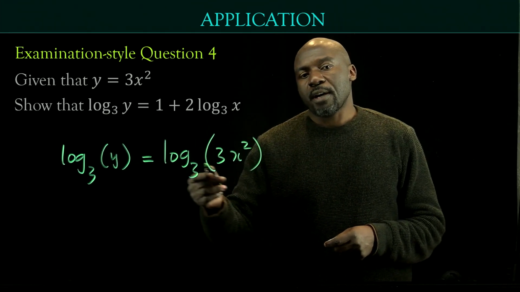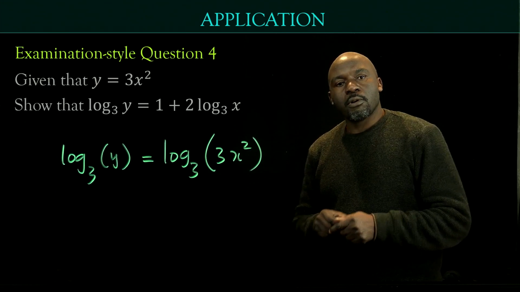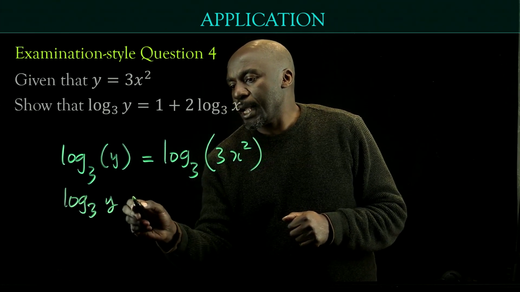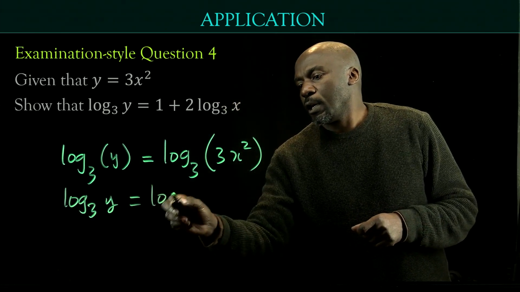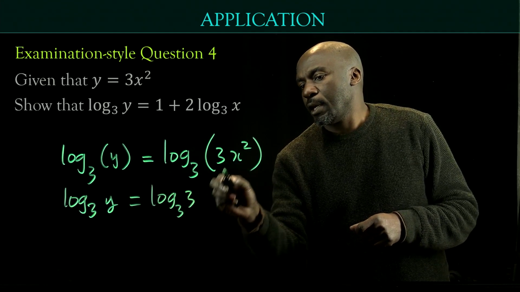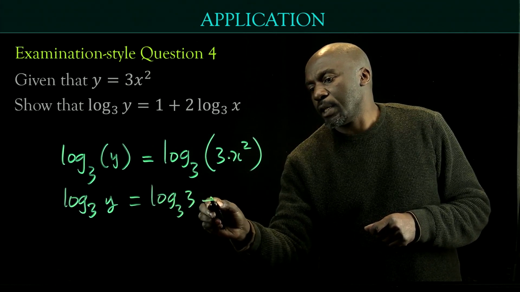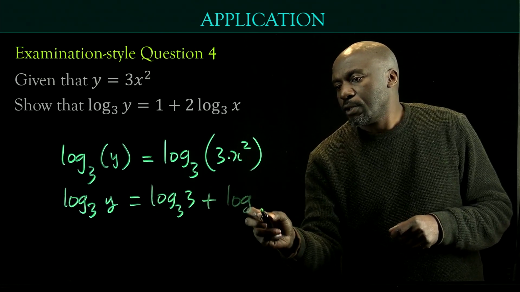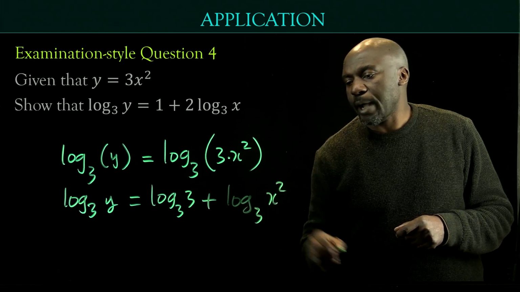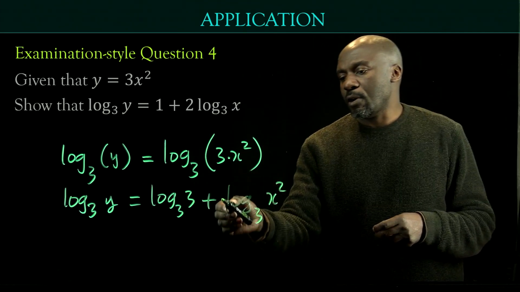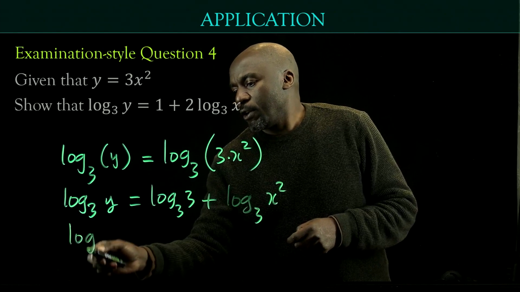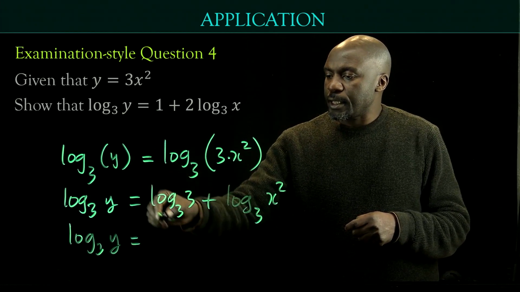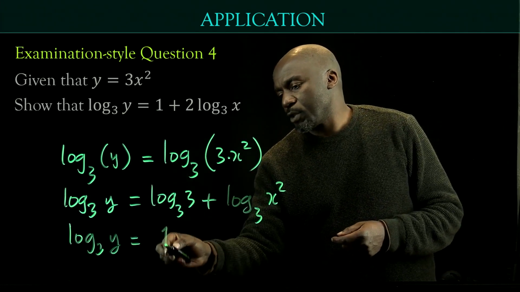Okay, and now what we have to do on the right hand side is to decompose it into individual logs. So the left hand side remains log to base 3 of y must be equal to log to base 3 of 3. These are multiplied, so it has to be plus, product law, and this is going to be log to base 3 of x squared. And so using the power law, the 2 can go on the side, and I have log to base 3 of y must be equal to, the unit law tells us that log to base 3 of 3 is 1, so this becomes 1 there.